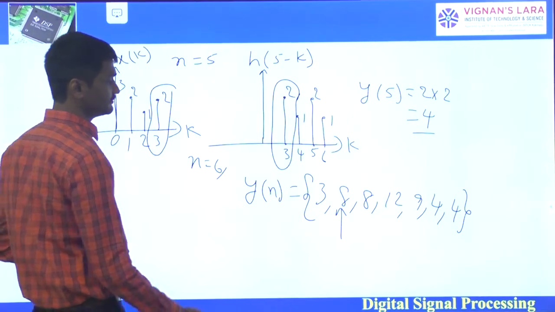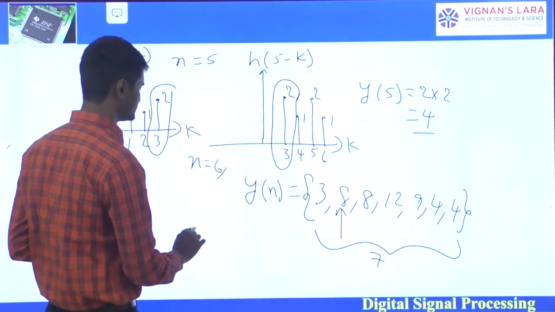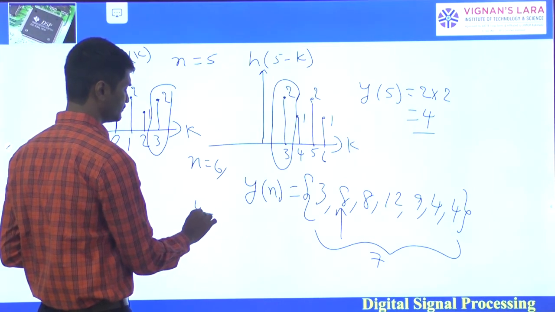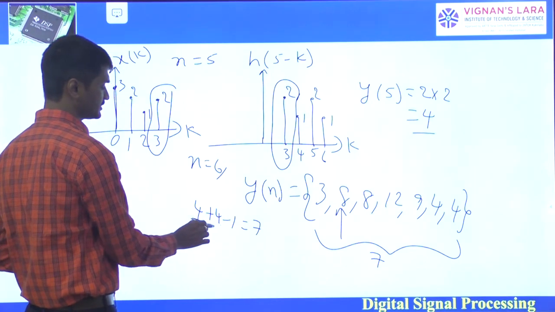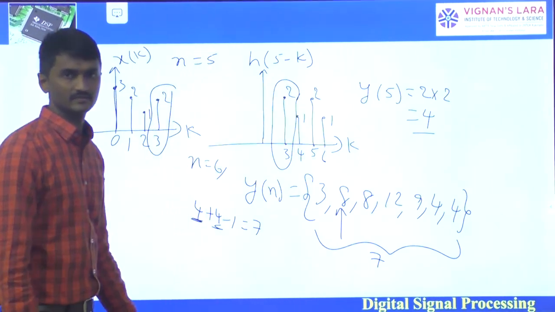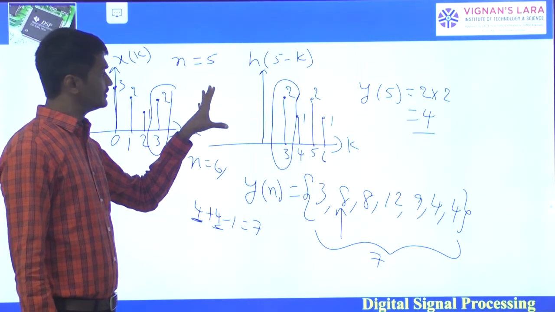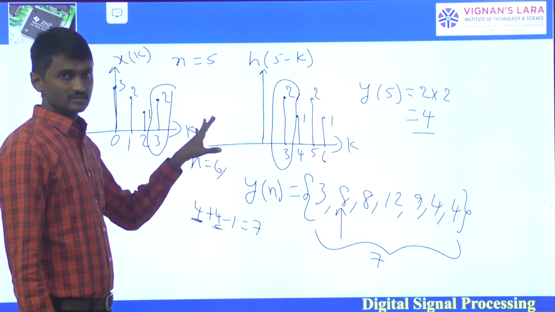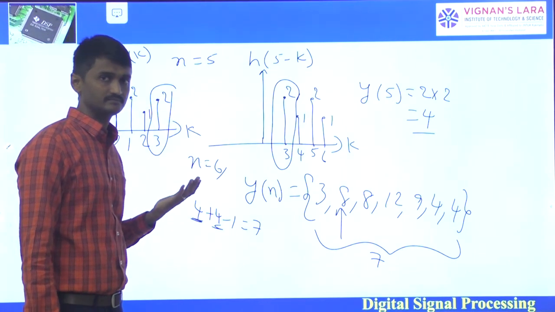The length of the signal will be 7. As already mentioned, the length of the resultant sequence will be 4 plus 4 minus 1, that is 7, from the length of the first sequence and the length of the second sequence. So this is the linear convolution between the two sequences x of n and h of n, by using the graphical representation method.